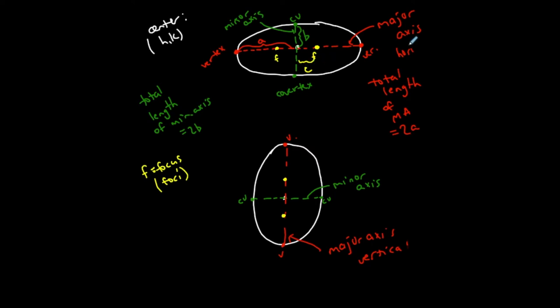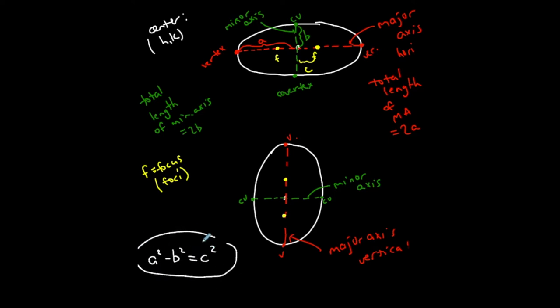And there is a relationship between a, b, and c for an ellipse. a squared minus b squared is equal to c squared. This is the relationship between a, b, and c in an ellipse.